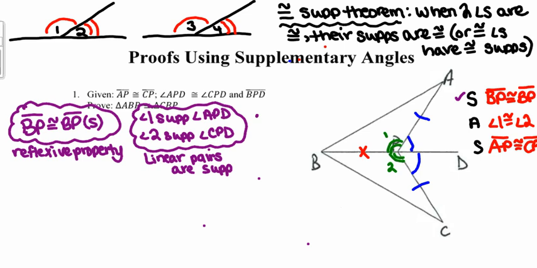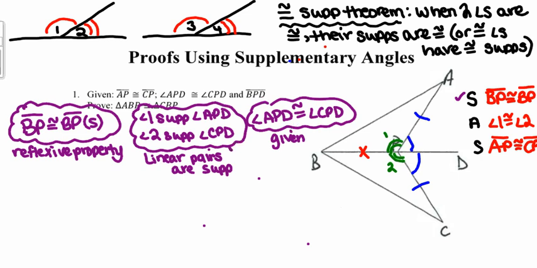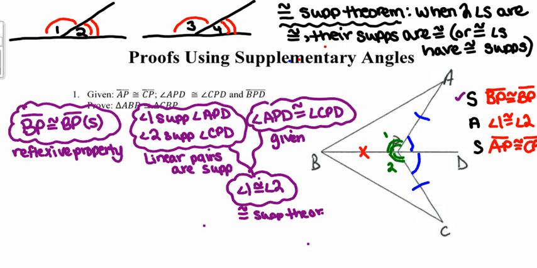I knew that angles APD and CPD were congruent. I knew that because it was given to me that they were congruent. So because those angles are congruent, I know that their supplements, 1 and 2, must also be congruent. And that, as far as a reason, I can say congruent supplements theorem. I can say when two angles are congruent, their supplements are congruent. I can say congruent angles have congruent supplements.